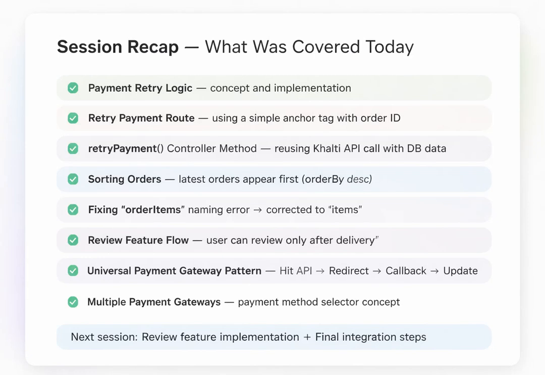The retry payment logic was explained and implemented, showing how to reuse the Culti API call with data pulled from the database for a pending order. The route was set up using a simple anchor tag, no form required. Orders were sorted so the newest appears first. A naming error with the order items relationship was identified and fixed.